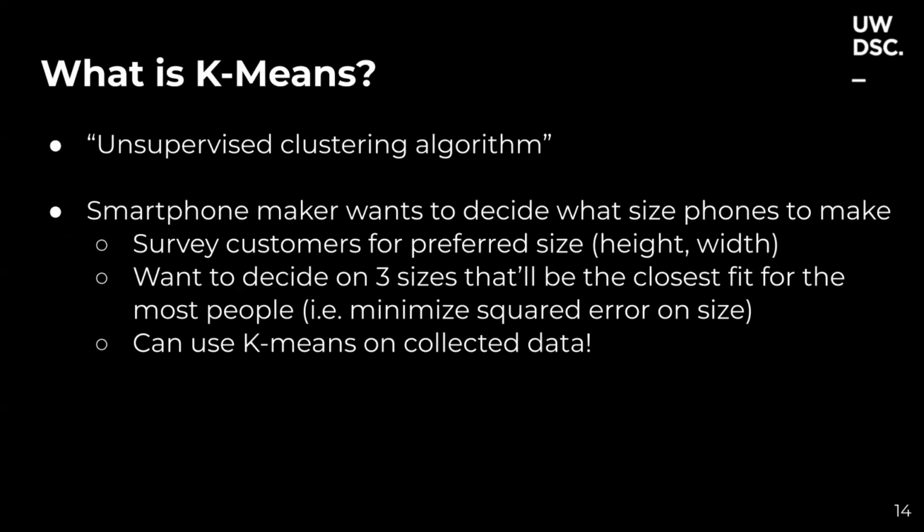You can imagine the size being some kind of vector, right? It's like a 2-dimensional vector of height and width. Basically they want to decide what the best 3 sizes will be based on the closest fit to the most people. They want to make the most people happy. So they want to decide on 3 sizes that minimize some error between what people prefer and what their actual phone size is. If you take this collected data and do k-means on it with k equals 3, essentially it'll identify 3 clusters in the data of preferred phone sizes. And k-means will return the centroid of each of those clusters, which is essentially the closest fit to the 3 sizes that customers would most prefer. This will make more sense when I illustrate in the future slides.